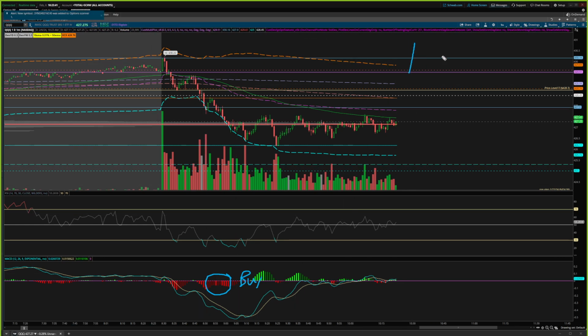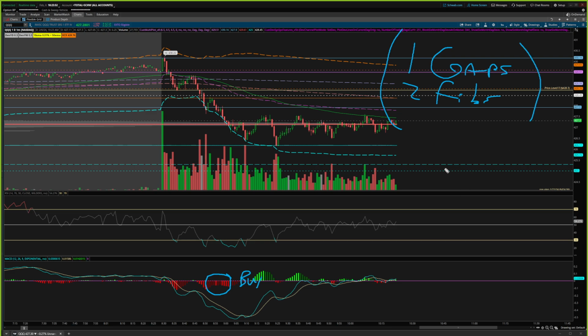So most importantly for me, number one is gaps. Doesn't matter if it's a daily, weekly, 15, 30, opening gap. Gaps are the most important thing. Number two is going to be fibs. And those two right there are the bias of all trade starts.